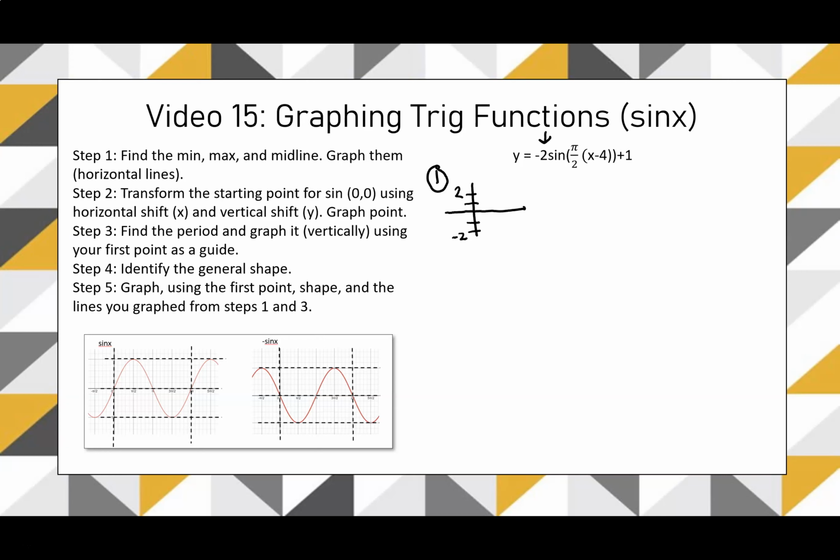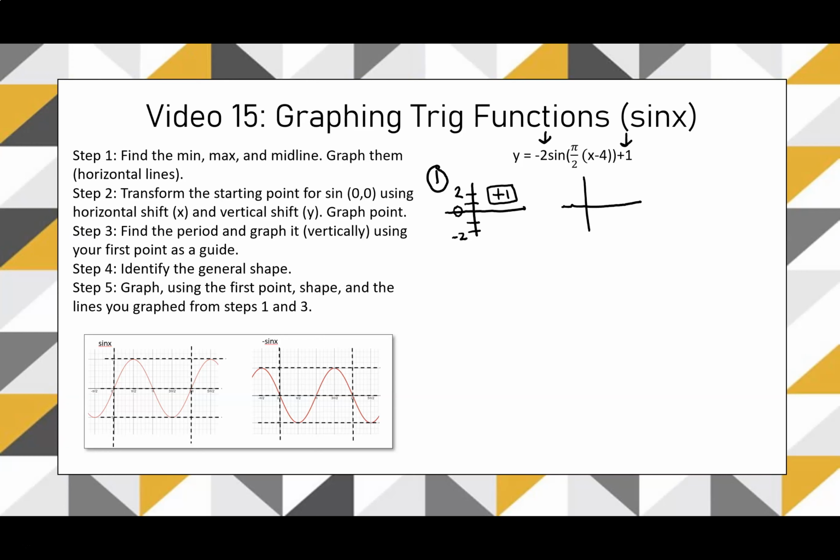However, this value right here tells us that actually we have to take the whole graph and move it up 1. So what I like to do is put a +1 and basically say, hey, I've got to take my -2 to 2, and I've got to move it up 1. And if you want, you could even label your midline as 0 here, right? Because that would be your sine of x. So adding 1 to that, I'm actually going to move everything up 1.